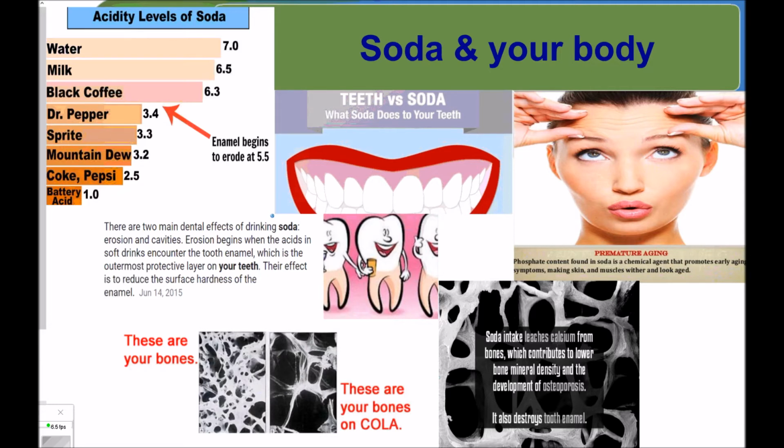So Dr. Pepper, Sprite, Mountain Dew, Coke, and Pepsi are really low in pH and will erode the enamel on your teeth. So if you look at the example here, it says there are 2 main dental effects of drinking soda. They erode the enamel on your teeth, and they cause cavities because they're high in sugar. So it says erosion begins when the acids of soft drinks encounter the enamel on your teeth, which is the outermost protective layer. Their effect is that they reduce the surface hardness of the enamel and make your teeth more susceptible to things like sugar and temperature, for example.